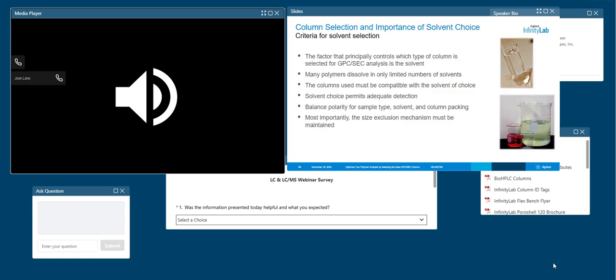When considering the columns to choose for your GPC and SEC analysis, solvent consideration for your column selection is important. Some criteria for solvent selection: the factor that principally controls which type of column is selected for GPC analysis is the solvent. Many polymers dissolve in only a limited number of solvents. The columns used must be compatible with the solvent of choice. The solvent of choice must permit adequate detection. You need to have a balanced polarity for the sample type, the solvent, and the column packing. And most importantly, the size exclusion mechanism must be maintained.